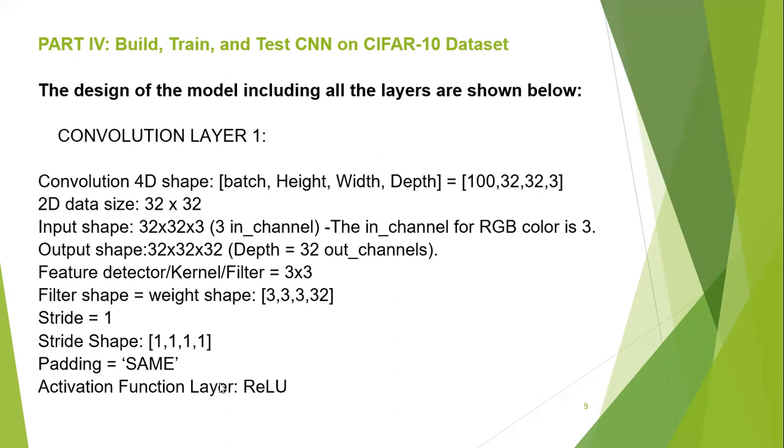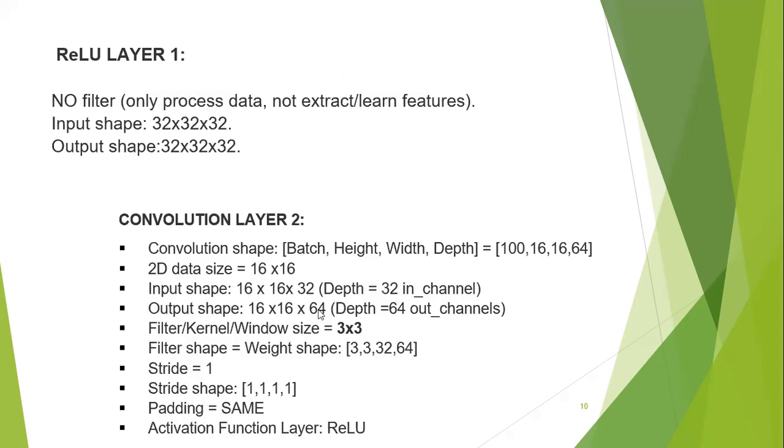And here we are going to use the ReLU activation function to introduce nonlinearity into the convolutional neural network. And then this is the ReLU layer 1. Here we don't need any filter because we only process the data, with no need to extract or learn features. The input shape is 32 by 32, and the output shape is the same.